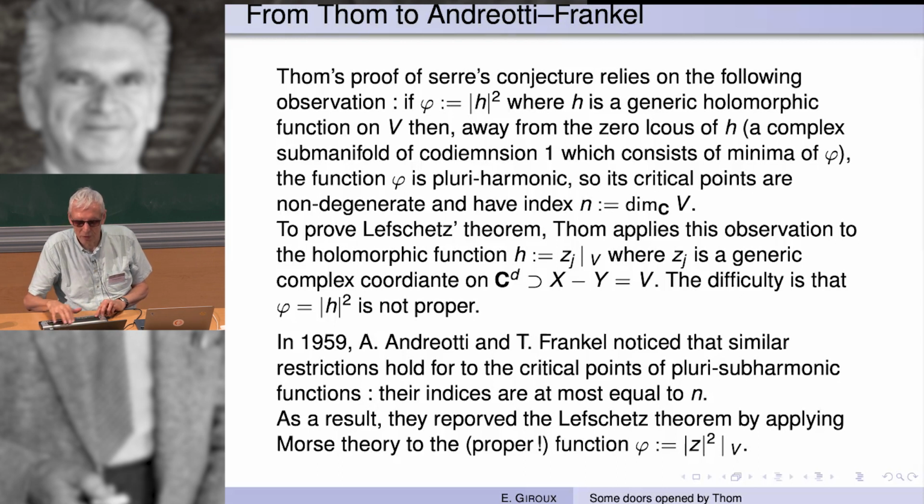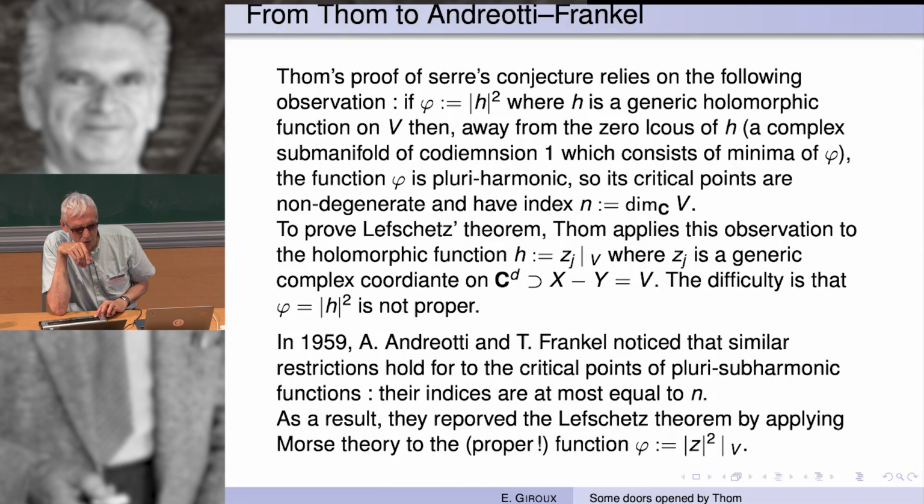And so you get a function whose critical points, away from the zeros again, have index n. And that's how it does. But there is a difficulty here because this function is really non-proper in general. Or always, somehow. Because you have these zeros, for example, of the holomorphic function. You cannot get around this. So this makes his proof at some point technical.